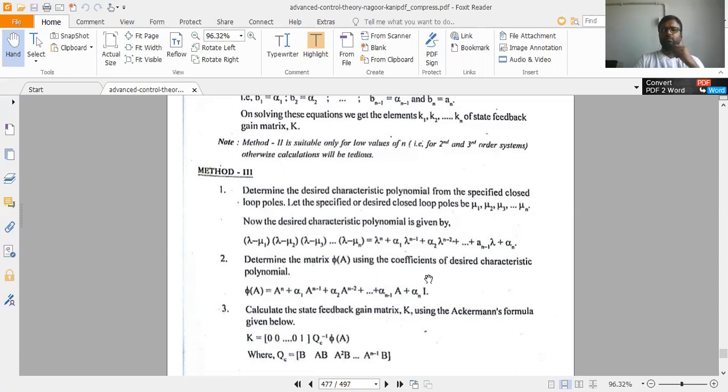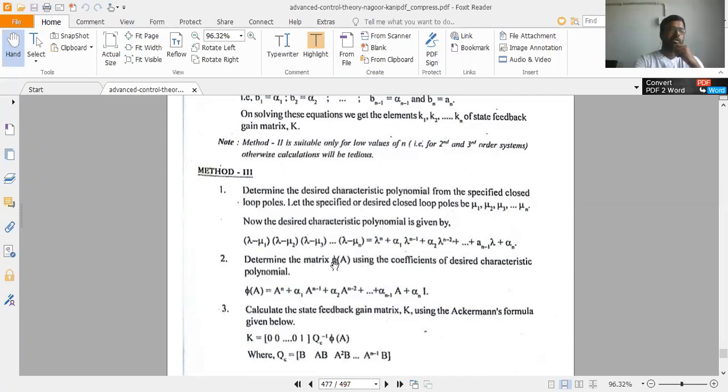We have to determine the desired characteristic equation with the closed loop poles which are given, and equate the closed loop poles with the characteristic equation. After that, we have to determine the matrix phi of A. We have to determine the matrix phi of A using the coefficients of the desired characteristic polynomial.